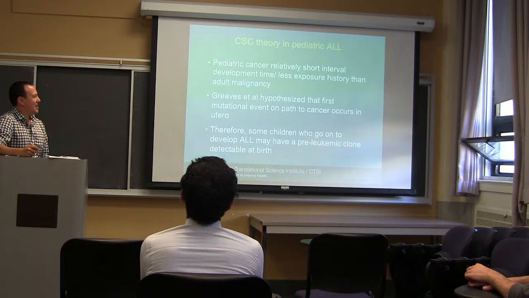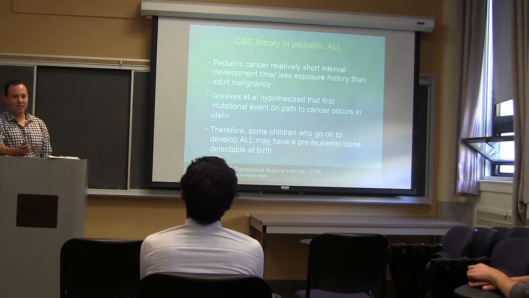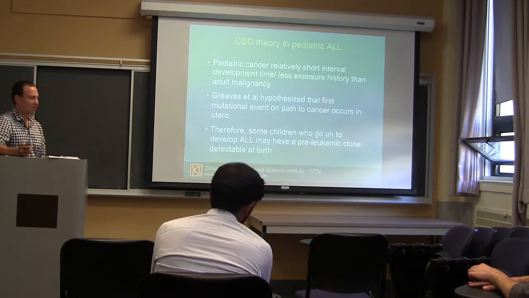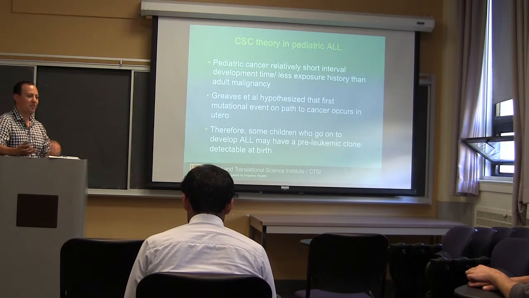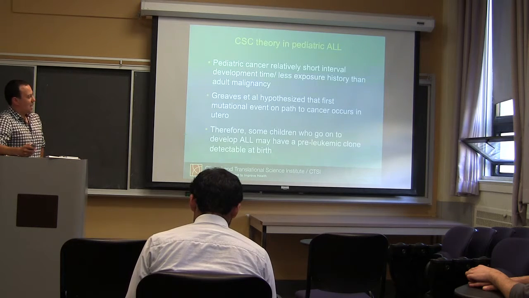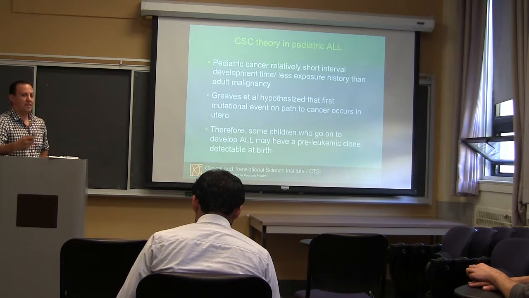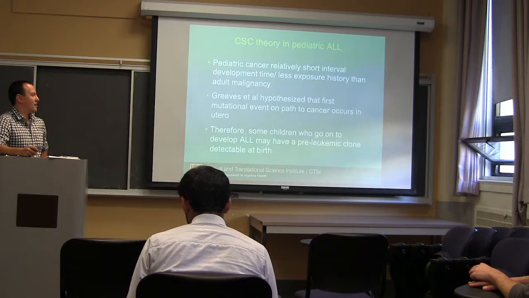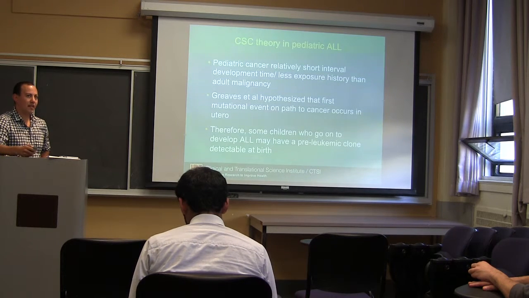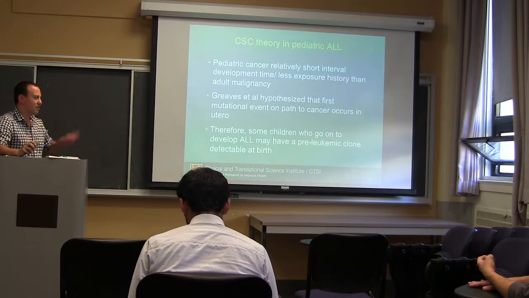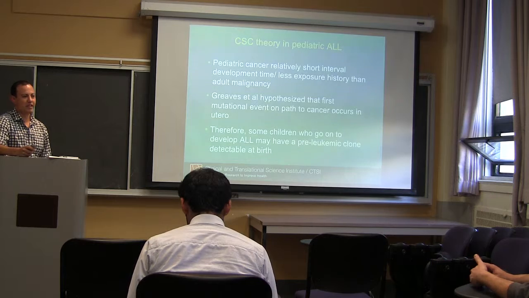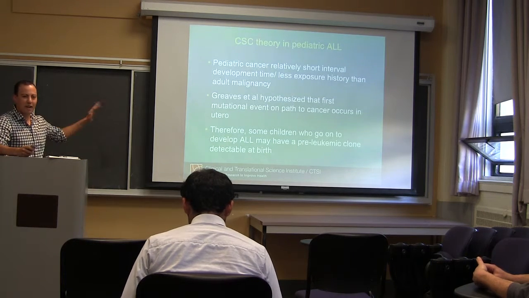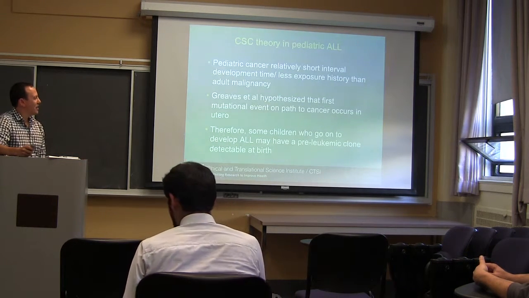So, interestingly enough, this theory is also in pediatric cancer as well. Especially in acute lymphoblastic leukemia, which is the most common pediatric cancer, a lot of people have hypothesized that these exist. They look at the fact that pediatric leukemias, compared to adult leukemias, develop over a relatively short interval of time. There's not a lot of environmental exposure to cause damage. Little kids don't have 50-pack-years of smoking, etc.